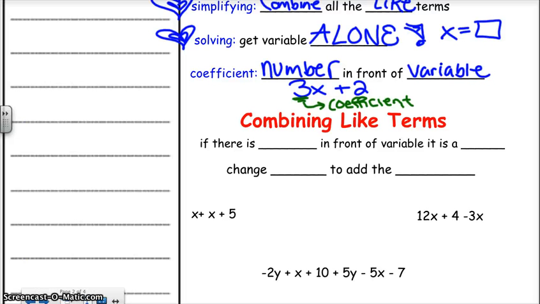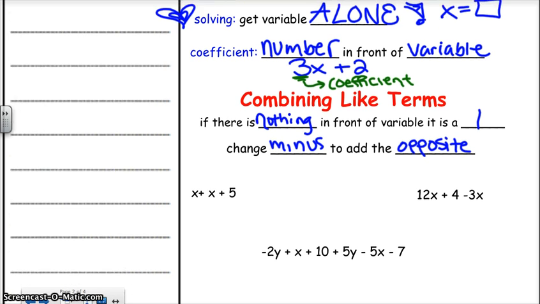If there is nothing in front of the variable, you put a 1. It is a 1. If there's nothing in front, it's 1. You have one of them. And then anytime you see subtraction or anytime you see a minus sign, change minus or subtraction to add the opposite. And a lot of times we think of that as adding the negative.